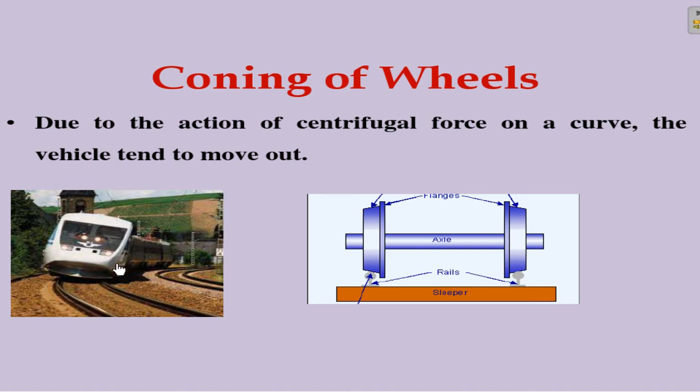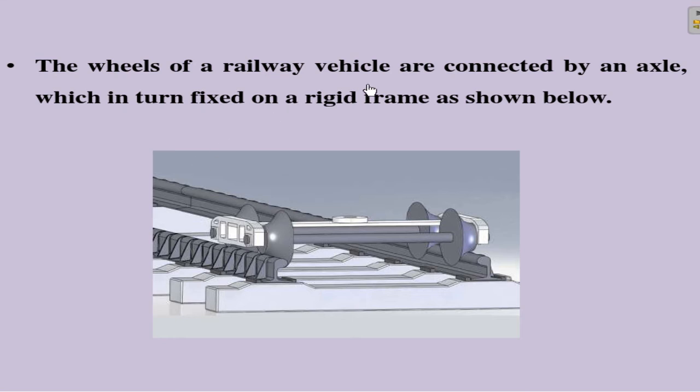You can see this train coming and it has to encounter a curve. Now if the wheel is not sloped, it has a tendency to move out. Since it is sloped, the vehicle is able to turn very smoothly. The wheels of the railway vehicle are connected by an axle which is fixed on a rigid frame as shown below. This is the axle. It is a rigid frame which is being provided, and this is the rail.